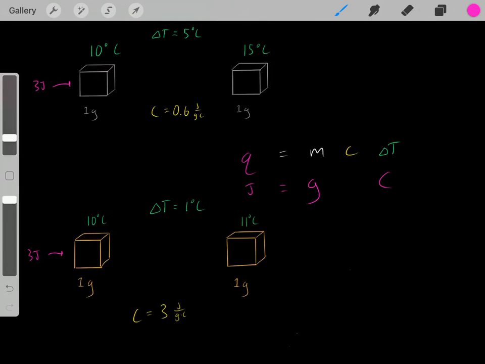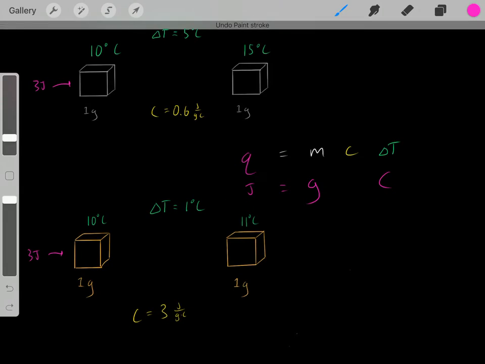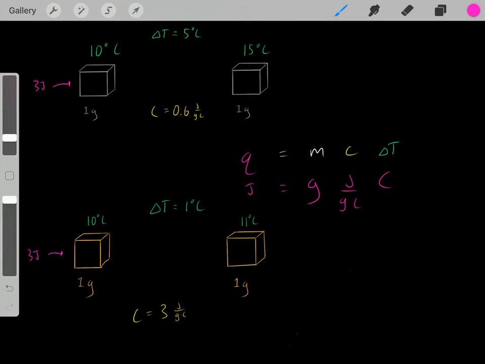So again, we know this side must equal joules. So therefore, the units of the specific heat capacity must be joules per gram Celsius. So therefore, the grams can cancel, the Celsius can cancel, and now we know joules equals joules. So again, that's just some unit analysis, pretty straightforward.